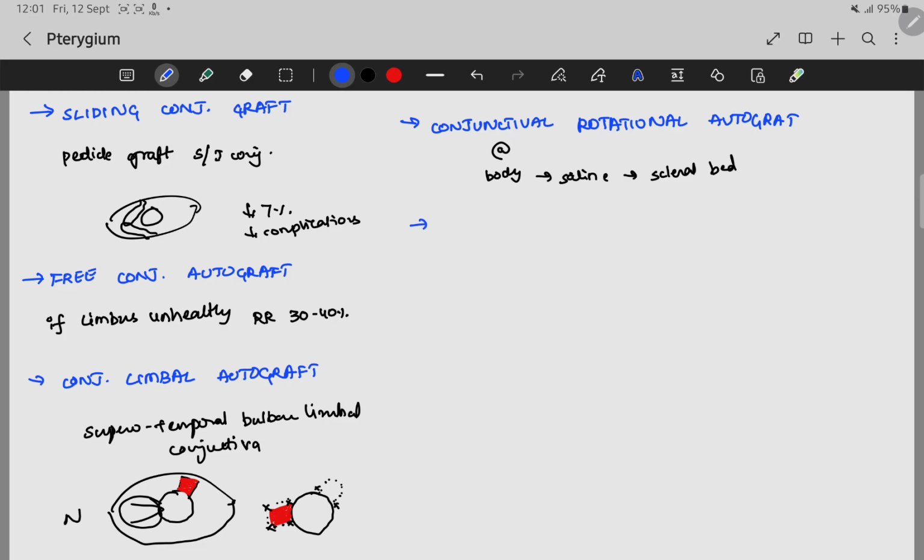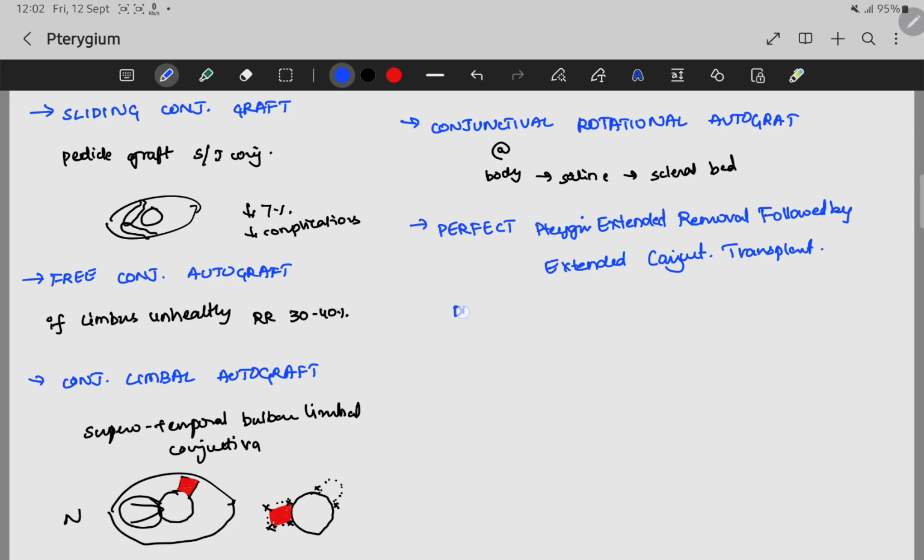Then we have pterygium extended removal followed by extended conjunctival transplant. So this is perfect. That is pterygium extended removal followed by extended conjunctival transplant.